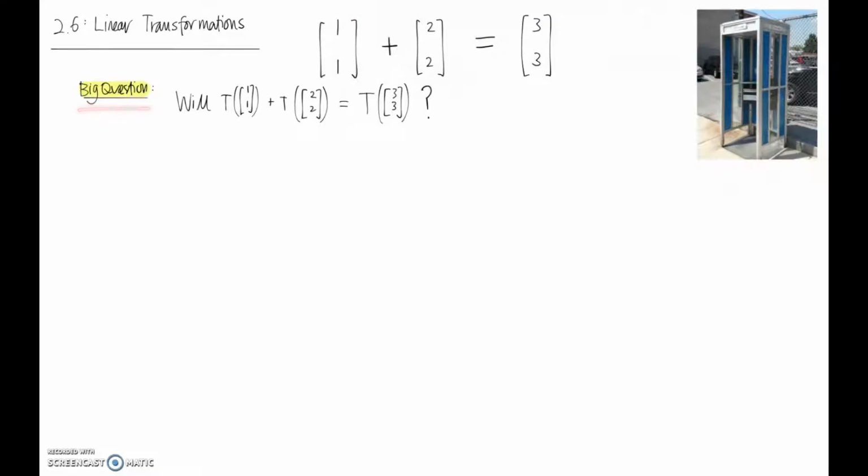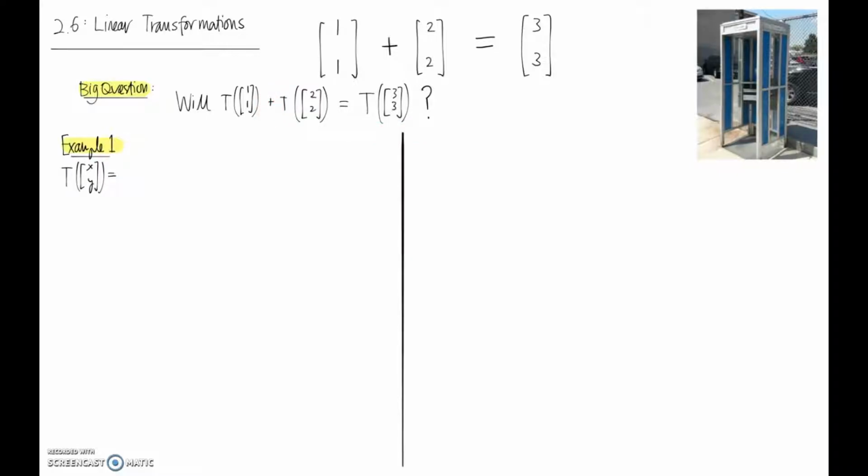This is the big question. Will the transformed vector 1, 1 plus the transformed vector 2, 2, so these will be some totally new vectors, if you add those together, will the sum of those equal the transformed vector 3, 3? And the answer is sometimes it will, sometimes it won't. Let's look at a couple examples and compare them.